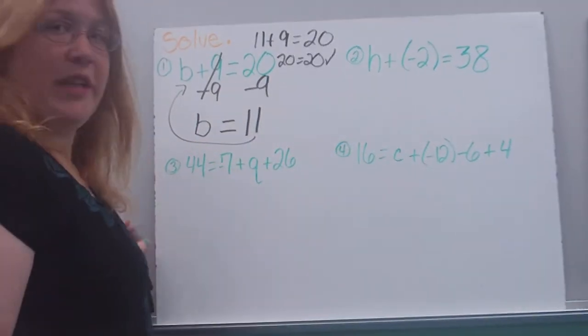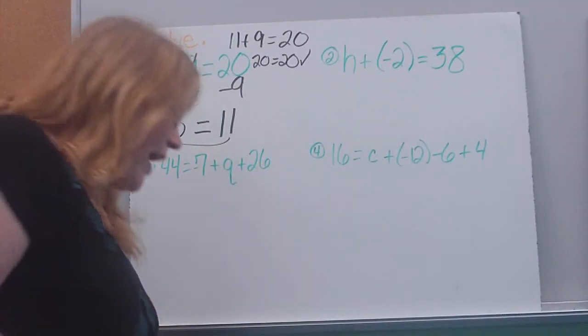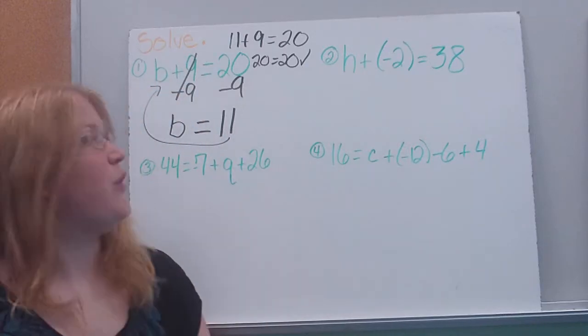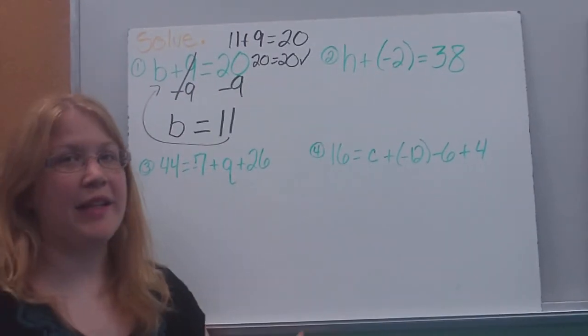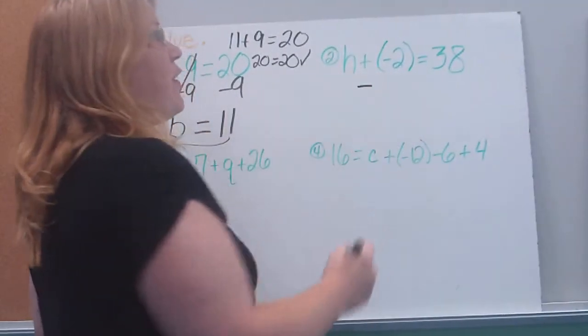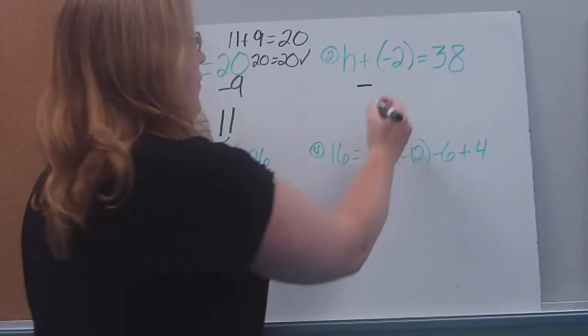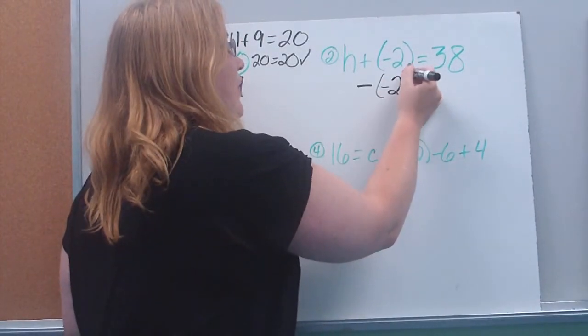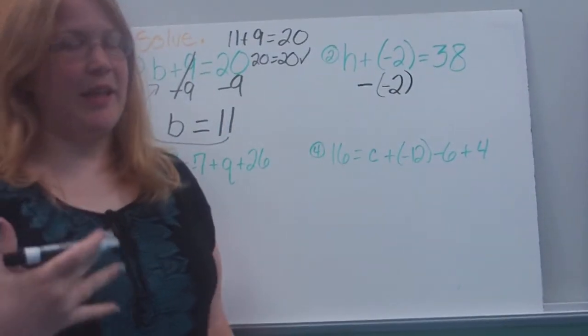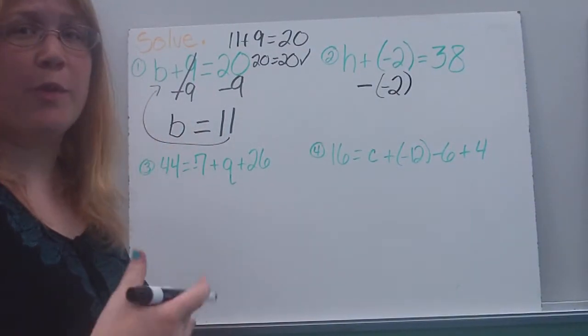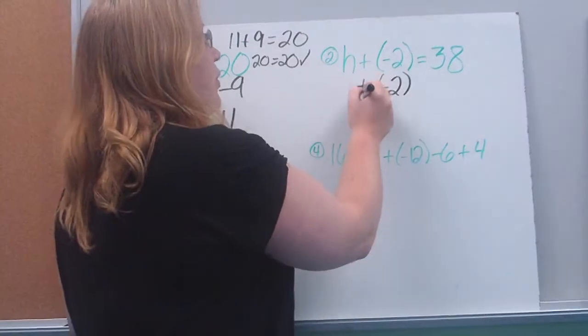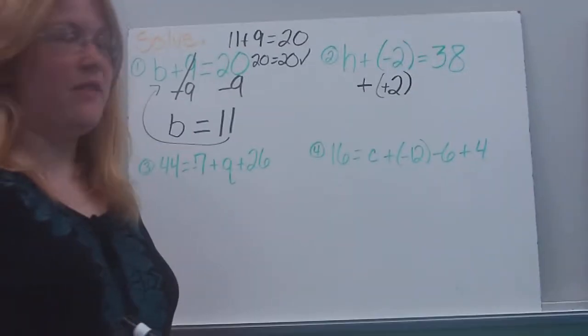So let's take a look over here at this one. Here I have h plus negative 2. So remember, we can subtract to solve an addition equation. However, what is it that I want to take away? I want to take away the negative 2. I'm subtracting negative 2, which, if you'll recall from our earlier videos, whenever we subtract, it's the same as adding the additive inverse.